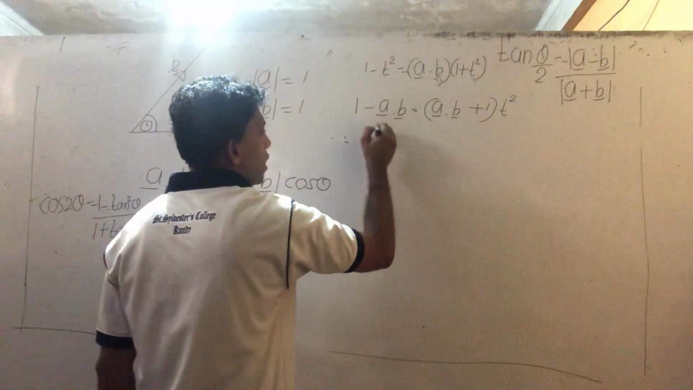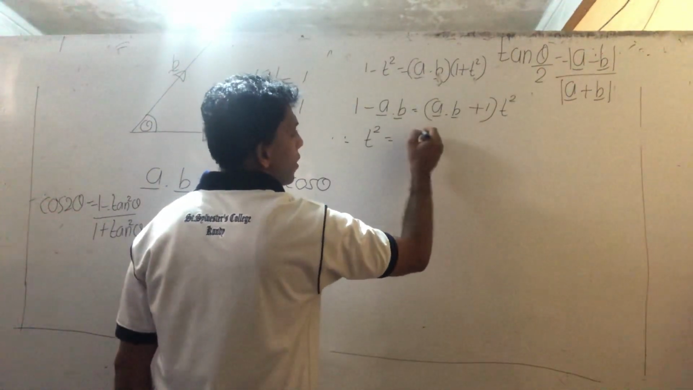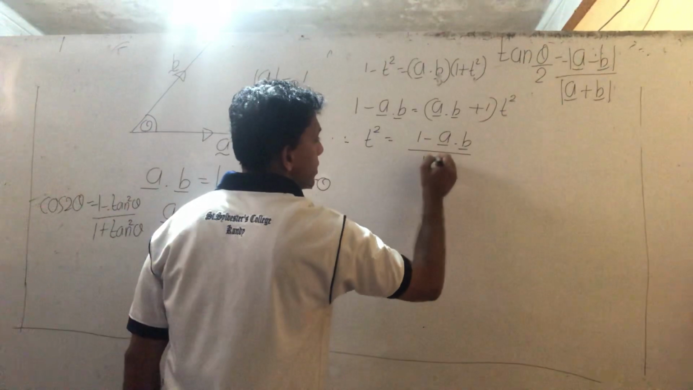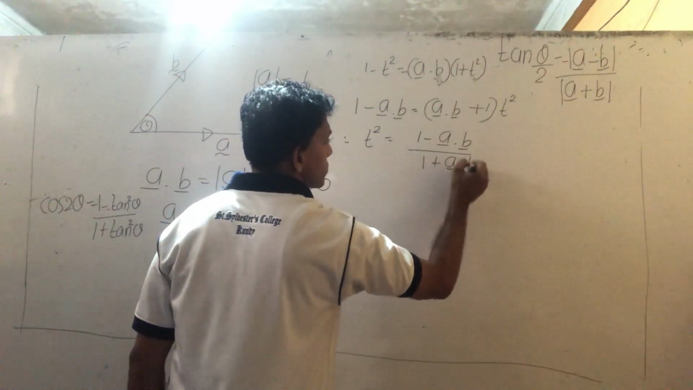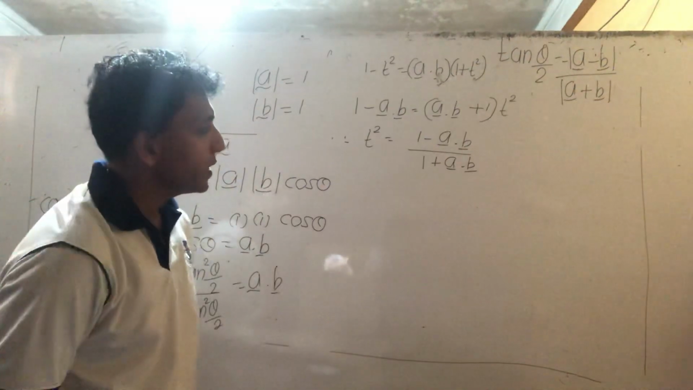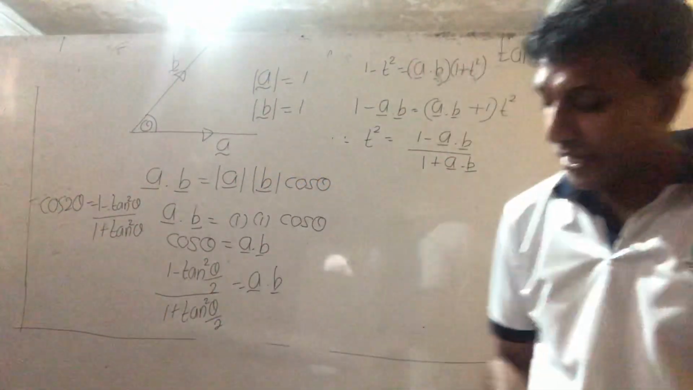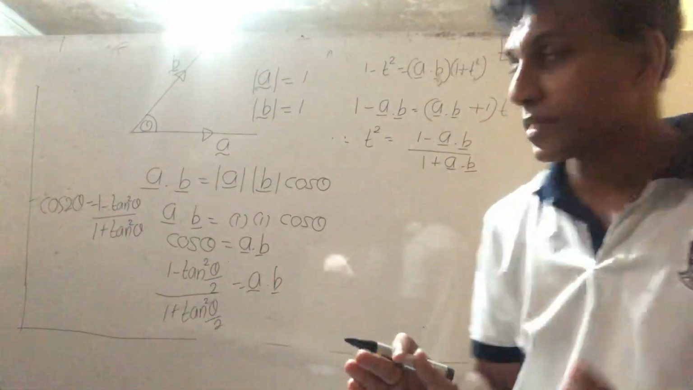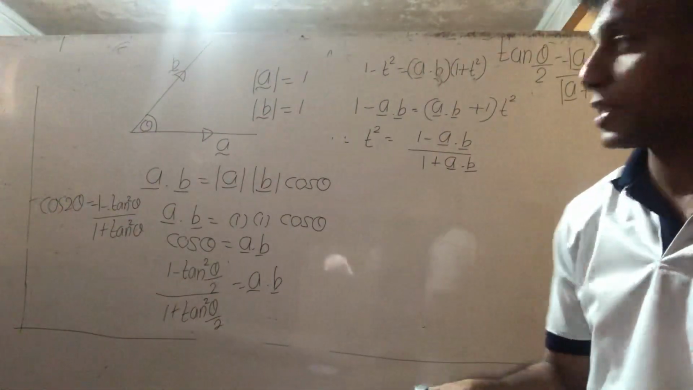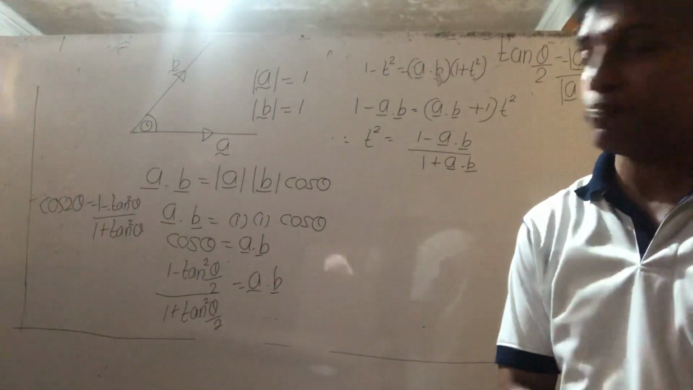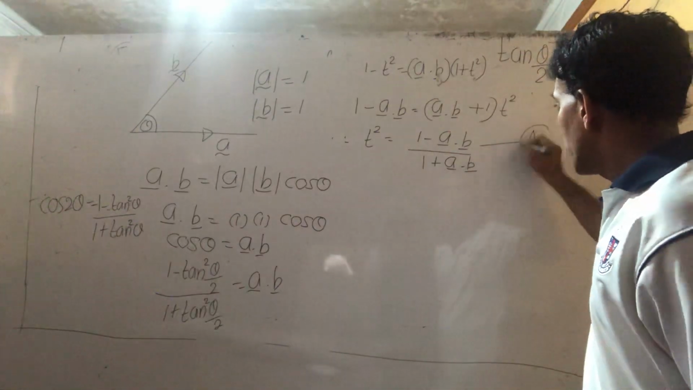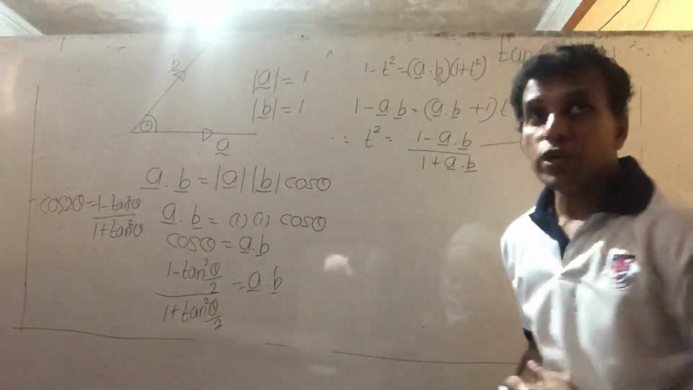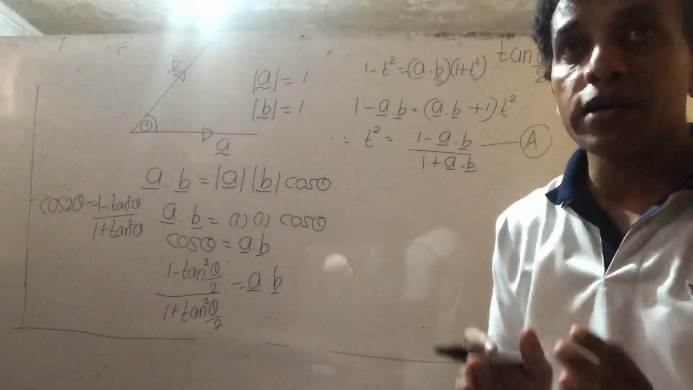Therefore, t square is, after simplifying, 1 minus A dot B over 1 plus A dot B. But there is still no final answer. It's part of the answer, but the answer is in terms of mod of A minus B and mod of A plus B. I take this as equation A, or any equation number 1. Now we use it to get the other side of the answer.